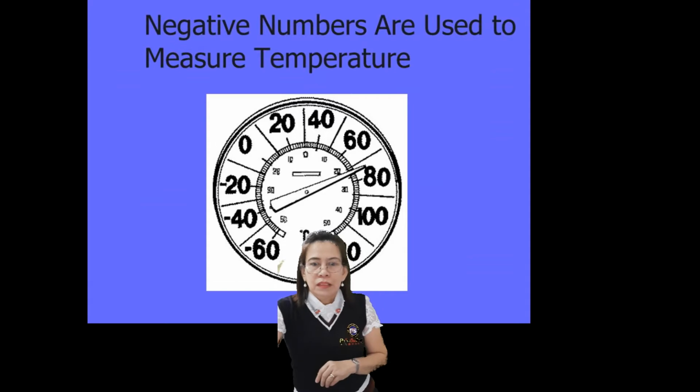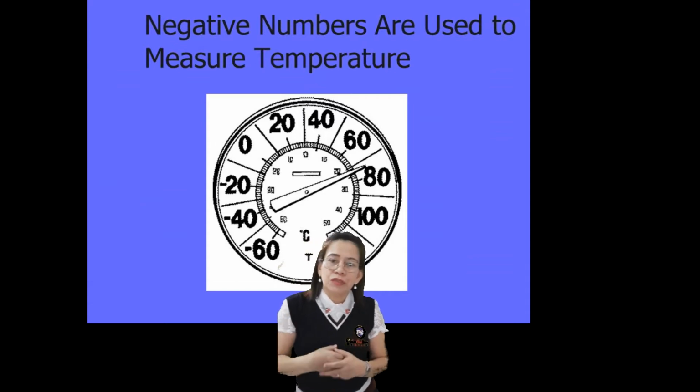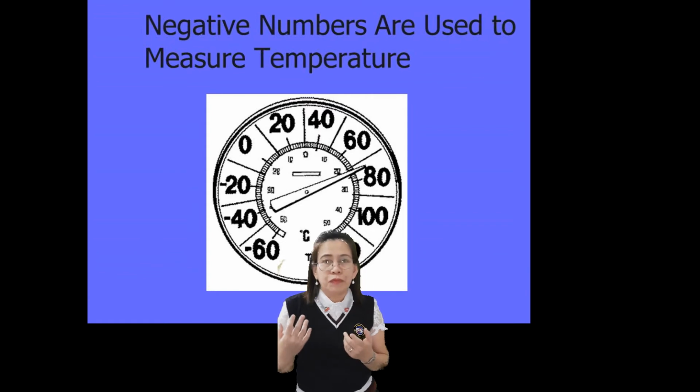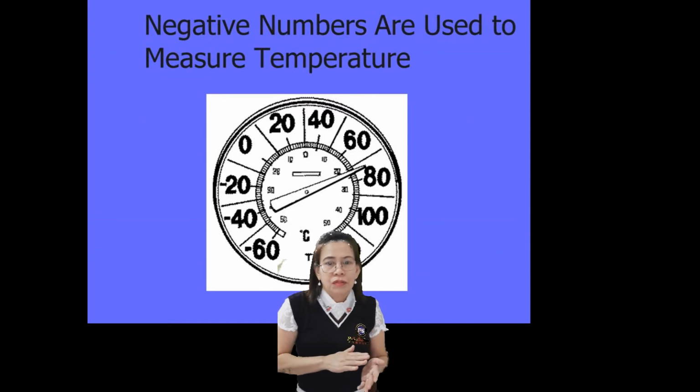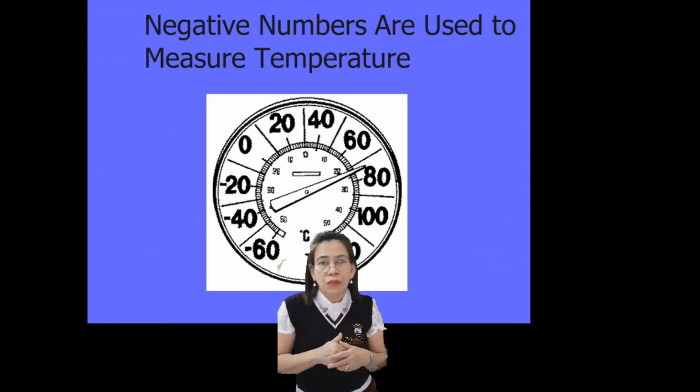Okay, now negative numbers are used to measure temperature. Let's say if the temperature is above 0, let's say positive 20, positive 40, positive 60. So as it increases, the temperature is getting hotter. Now if the temperature is below 0, let's say negative 20, negative 40, and as this increases to the negative, the temperature is getting colder.